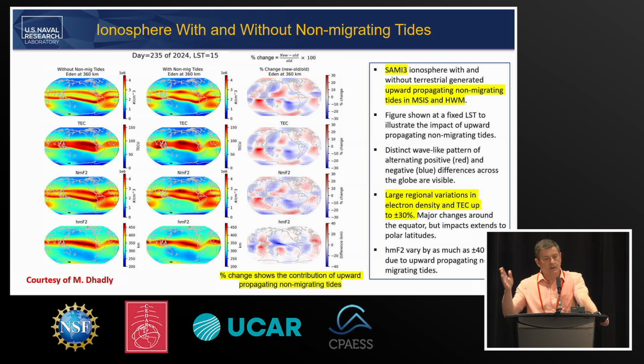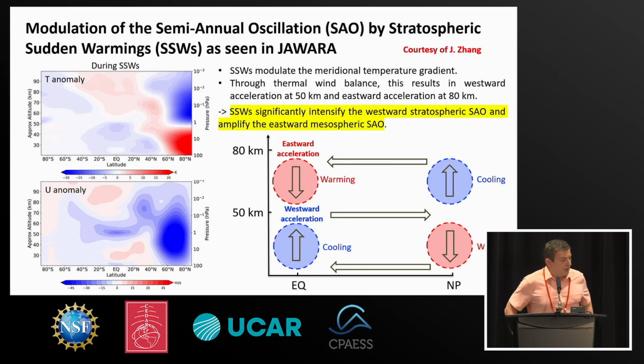So the bottom message here is that including the non-migrating tides in HWM and EMSIS is not only important for the neutral atmosphere, but also has a lot of consequences for the ionosphere. And so Mambarat will talk more about that tomorrow. So this is more a mechanism study from Jiarong Sheng from Utah State University.